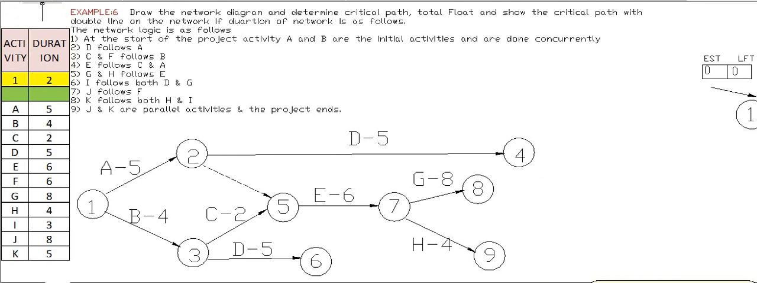Okay. So in this way we have covered up to serial number 5. What does serial number 5 say? G and H follow E. So we have taken the same point where E ends, and G and H will be started. Okay. We will see the connection later on. The point at which it has been connected, we will see later on.